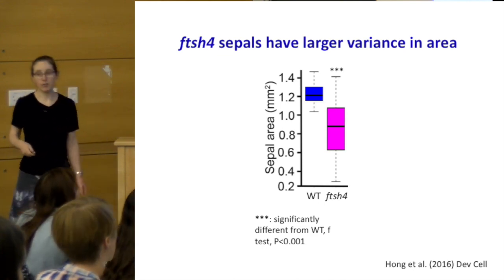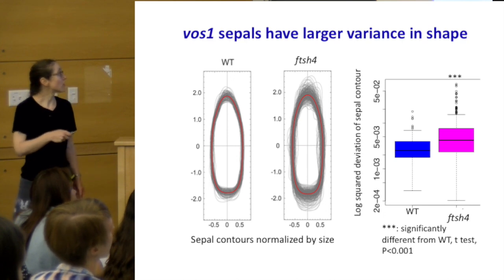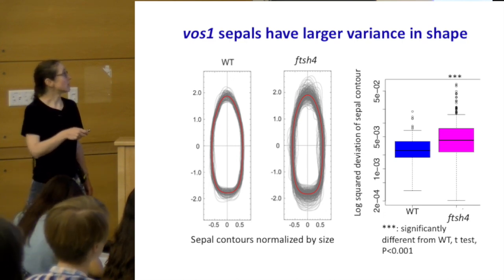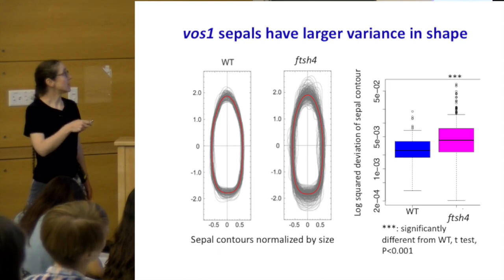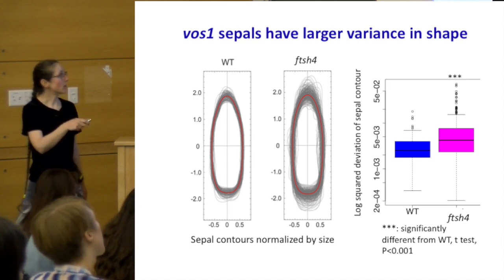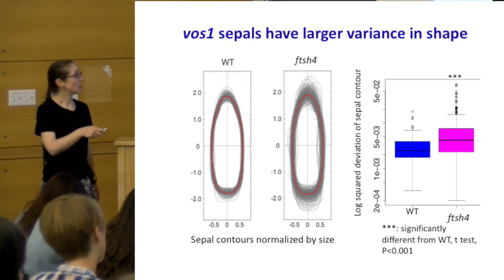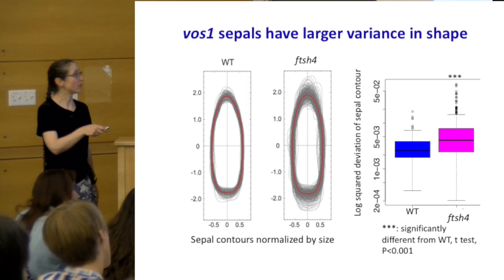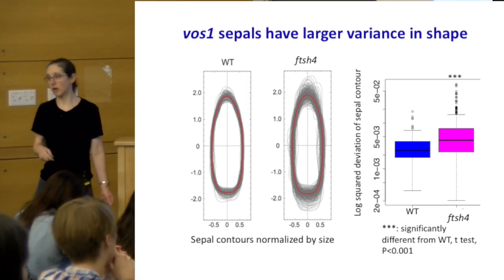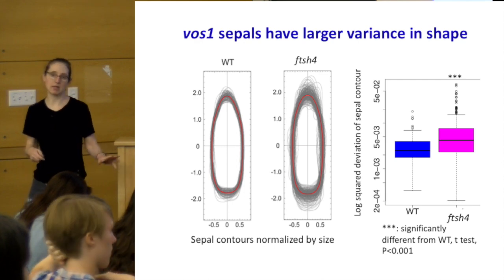We also looked at variability in shape. So we're drawing the outline of every single sepal and comparing them together. So each sepal is outlined in gray, and the average is here in red. You can see wild type, they line up quite nicely. FtsH4, the shape is a lot more variable. You can see they don't line up as well. And if we look at a measure of shape variability, you can see that FtsH4 has a higher average shape variability. And this is the analysis that our collaborator Chumbiu contributed to with the data analysis.